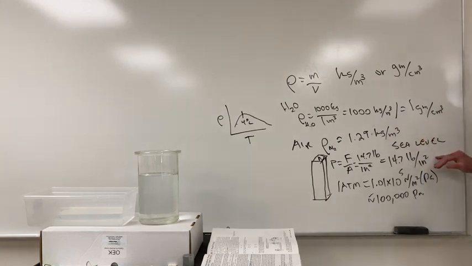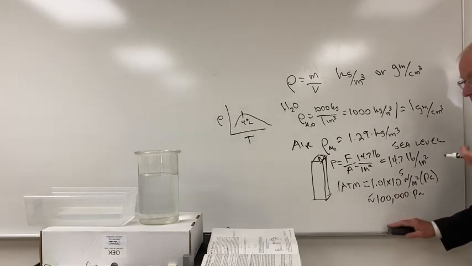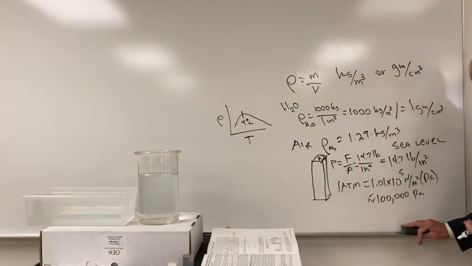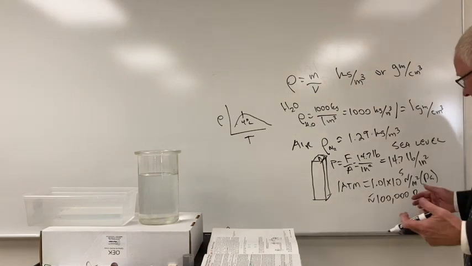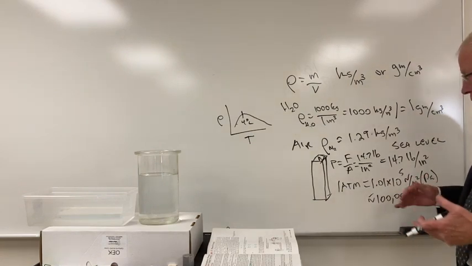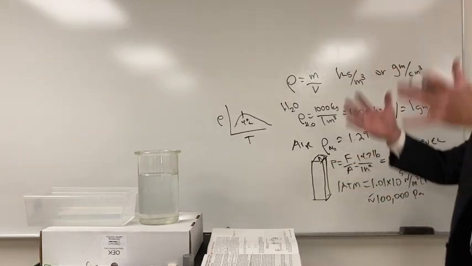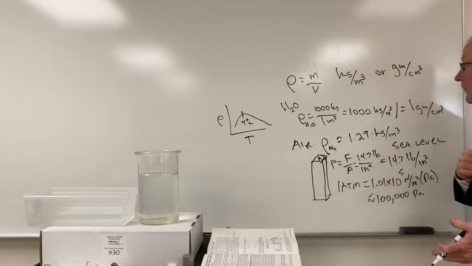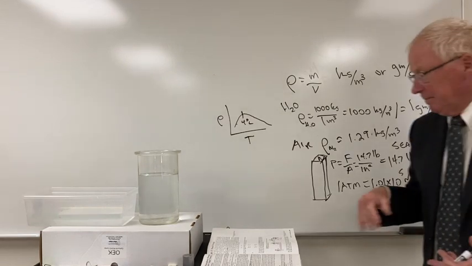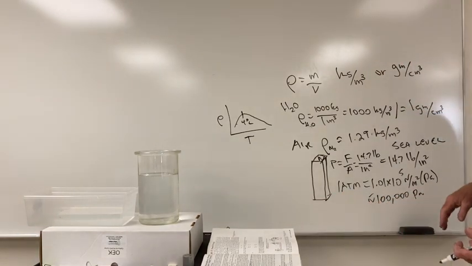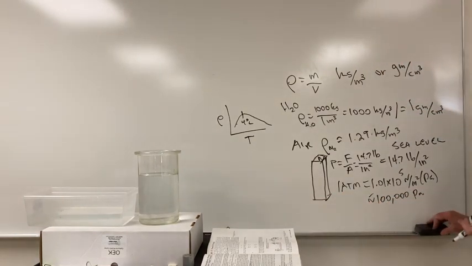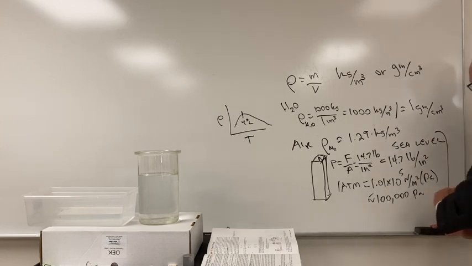And it's either 14.7 pounds per square inch, or about 101,000 pascals, or 101,000 newtons per meter squared. Right, so that's the pressure there. And so that's for air, and we'll be talking about that later.